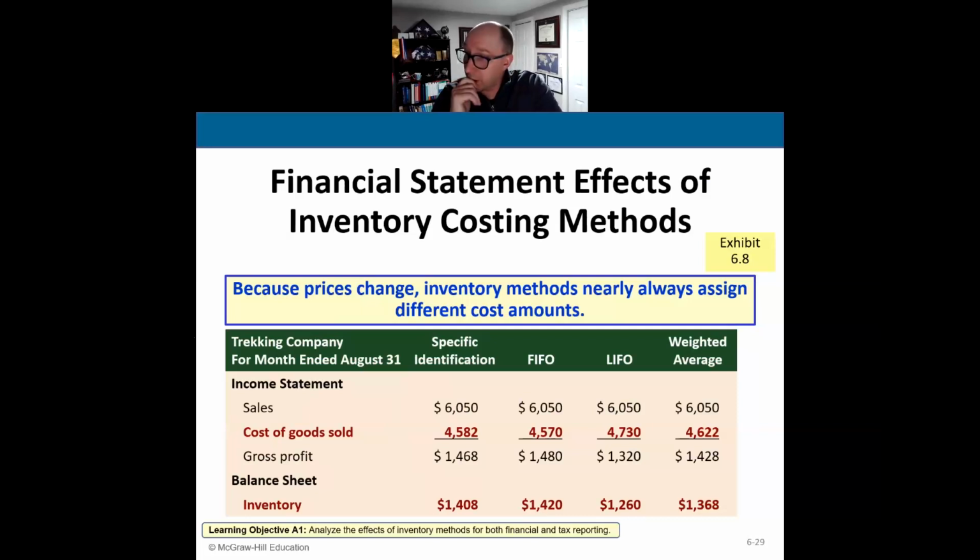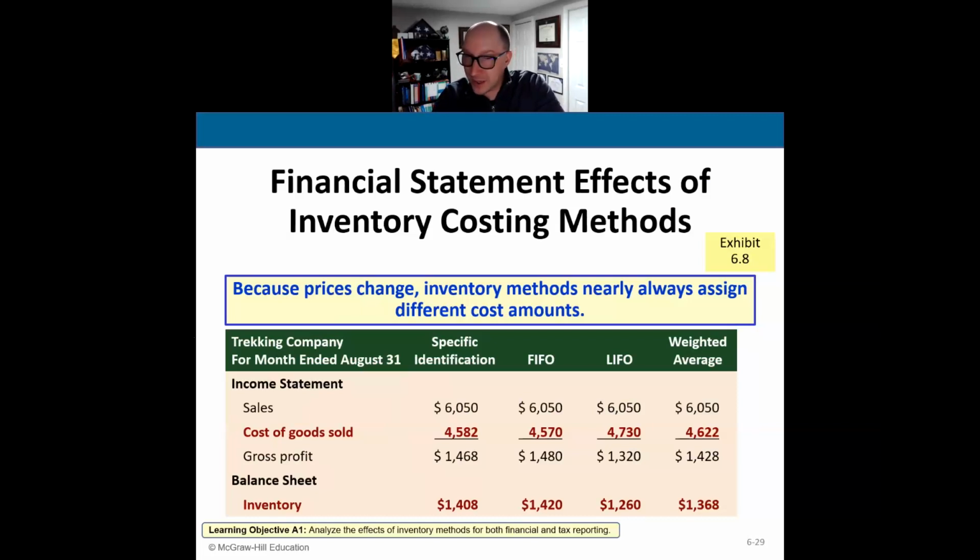However, when it comes to taxes, which one's the best one? I would have to say it's last in, first out. Why? Because it has the lowest gross profit, which means for tax reasons, I'm going to pay the lowest amount of tax on my profit. It also has the lowest inventory balance, and again, for tax reasons, the lower the amount, the less taxes we have to pay. You see how that works?